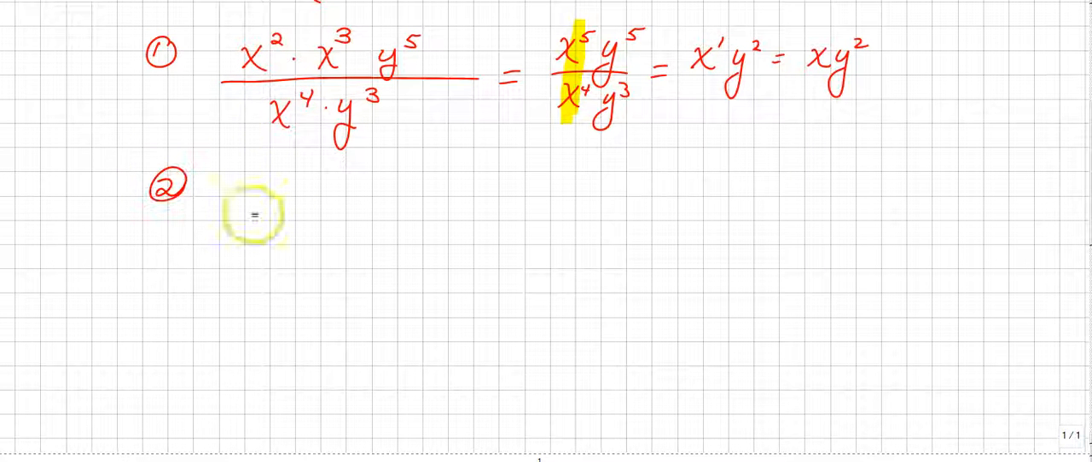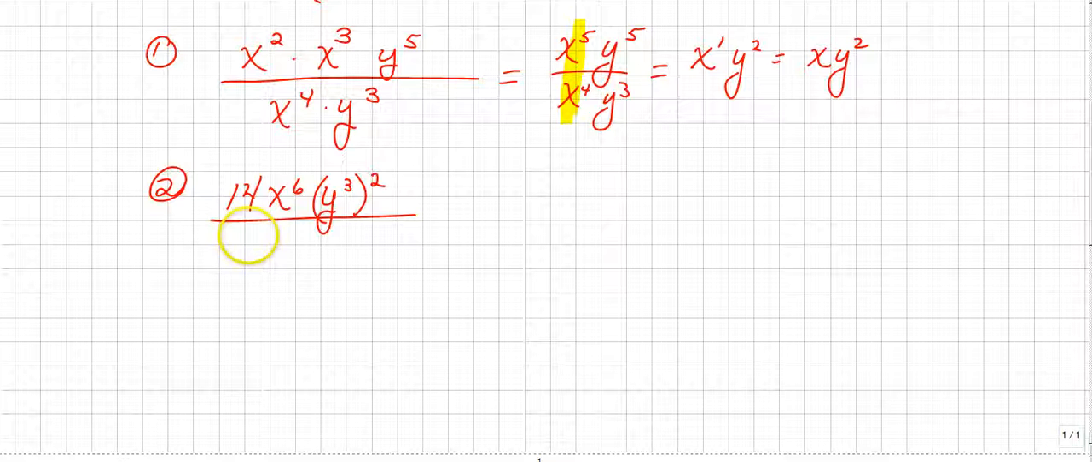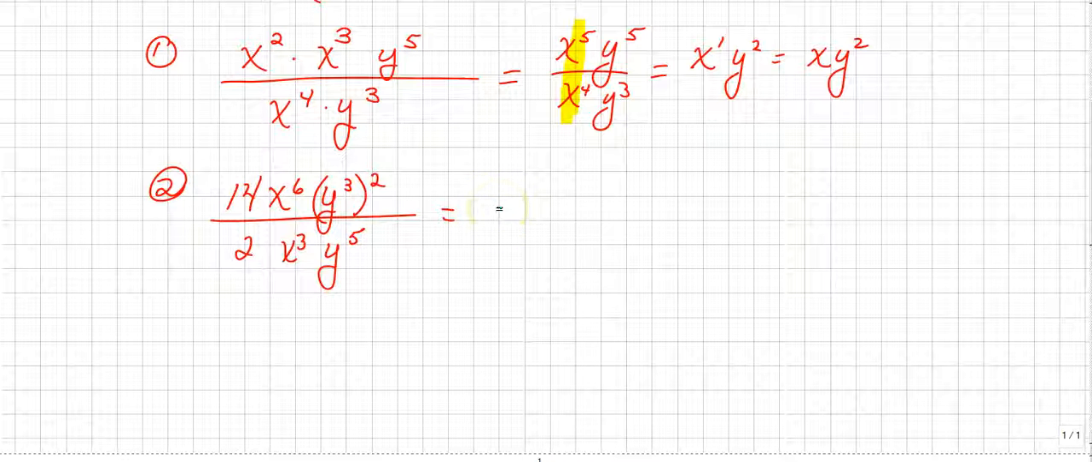Let's try another one. Let's go with x to the 6th times, let's stick a number in there too. Let's go 14x to the 6th, y to the third, y to the third raised to the second, over 2x to the third, y to the fifth. Alright, numbers just work regularly. They don't have any special powers or properties with exponents. 14 over 2 is just 14 divided by 2, which is 7. So we can cancel our numbers first.